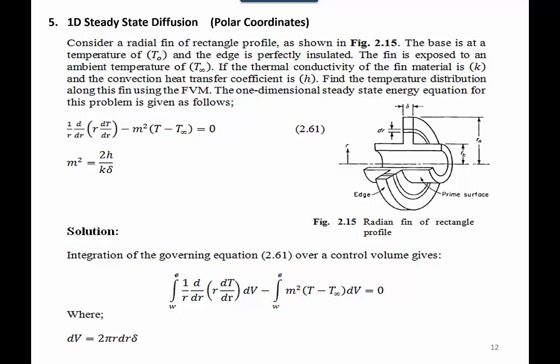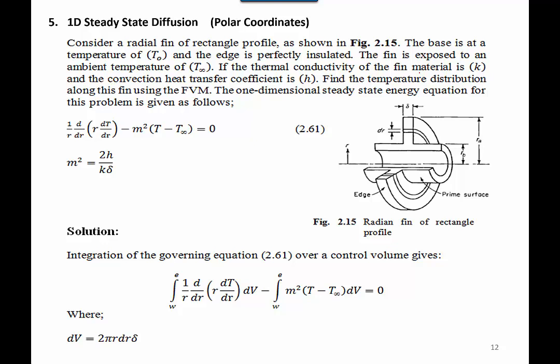The base temperature is T0, as we said, and the edge is perfectly insulated, and it is exposed to an environment temperature, say air or water, whatever it may be, with a temperature of T infinity. The thermal conductivity of the fin material is K, and the convection heat transfer coefficient between the environment and the fin material is H. It is required to find the temperature distribution along this fin using the finite volume method.